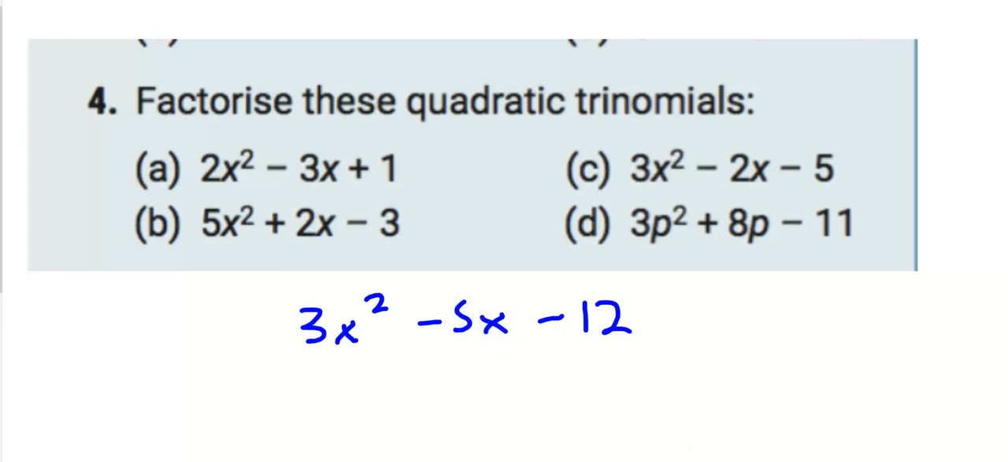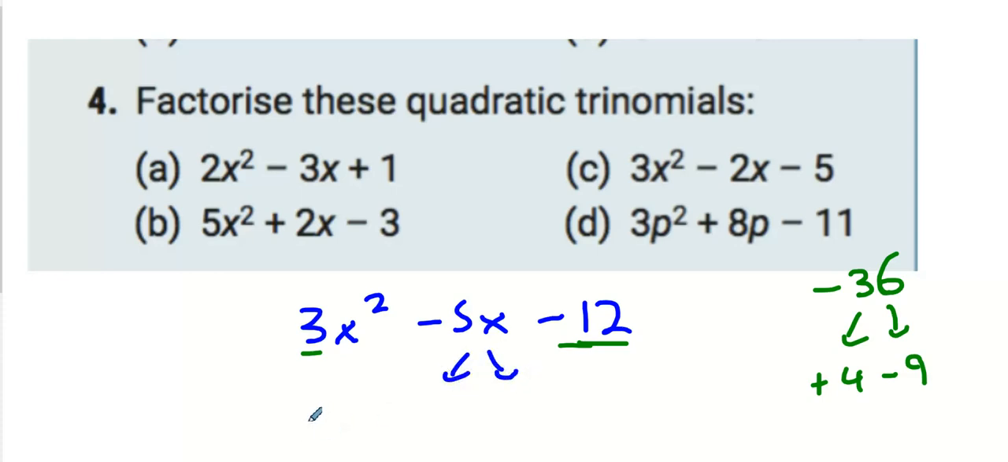So, if you remember the procedure, it's 3 times minus 12, which is what? Minus 36. Now, here's the hard part. 2 numbers that give you minus 36, but when you add them, they give you minus 5. 4 and 9. When I add 4 and 9 together, that gives me 13. Who said plus 4 and minus 9? Good man. Okay. So what do I do with the next part?